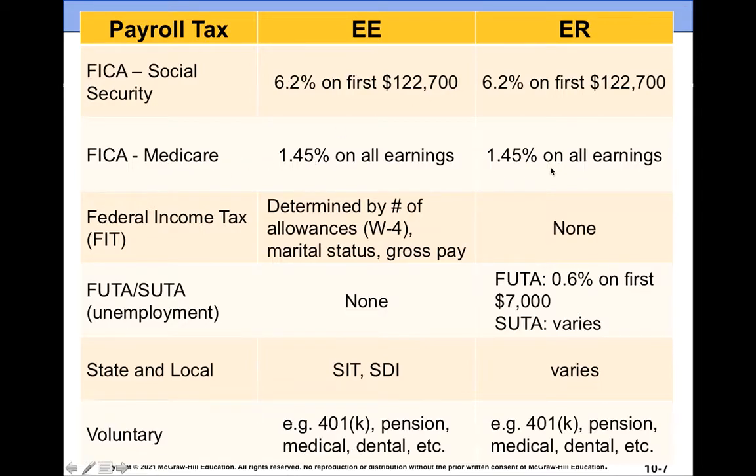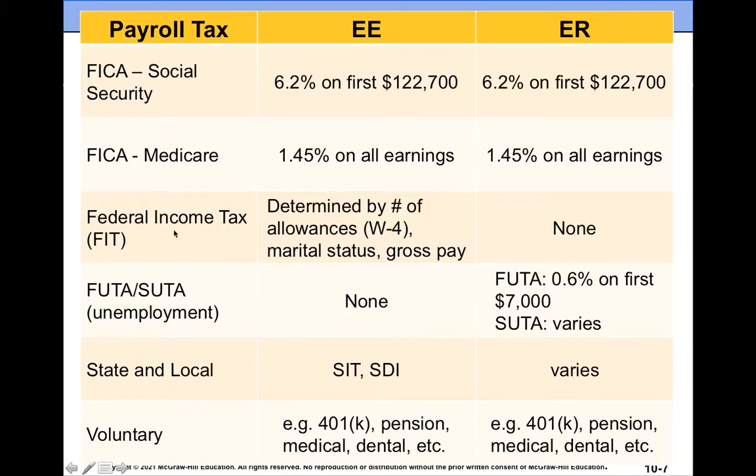Medicare is also split between the employee and employer. So the employer matches our Medicare and Social Security. We pay 1.45% on all earnings. There is no cap, no limit, and the company matches it.